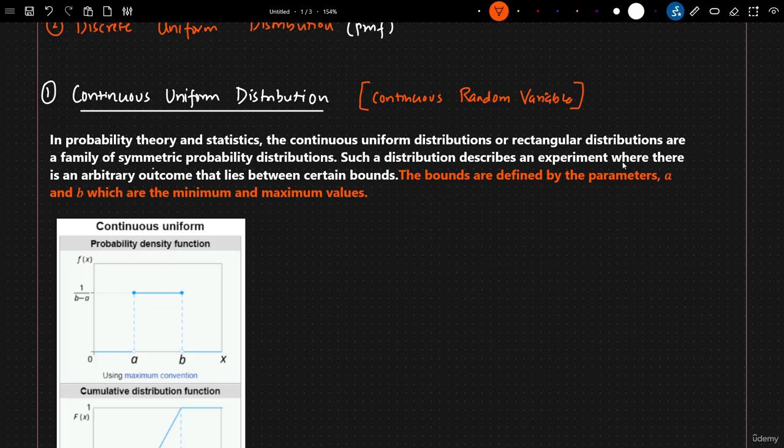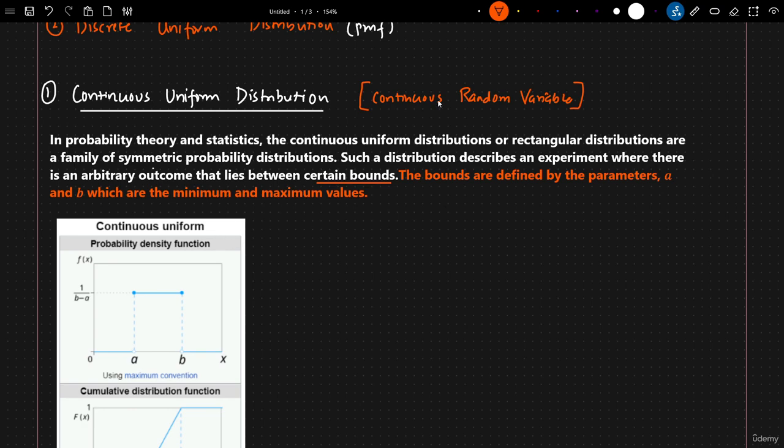Such a distribution describes an experiment where there is an arbitrary outcome that lies between certain bounds. Okay, certain bounds. So here you will be able to see two bounds, A comma B. So your entire distribution will be lying between these two. The bounds are defined by the parameters A and B, which are the minimum and the maximum value.